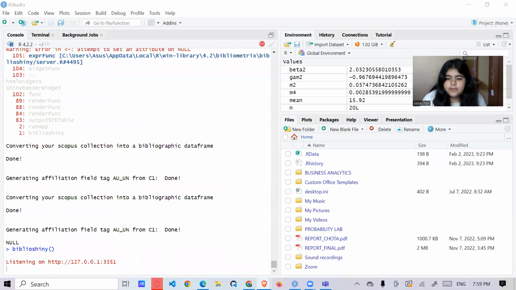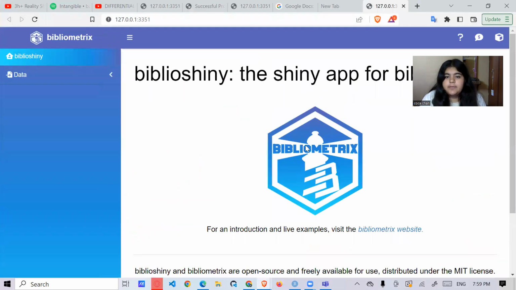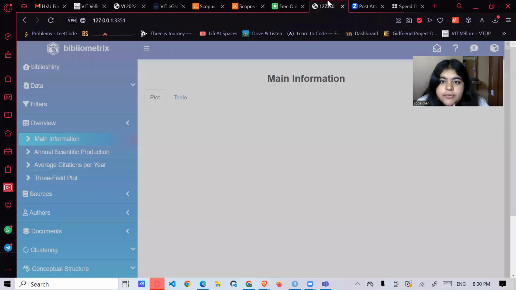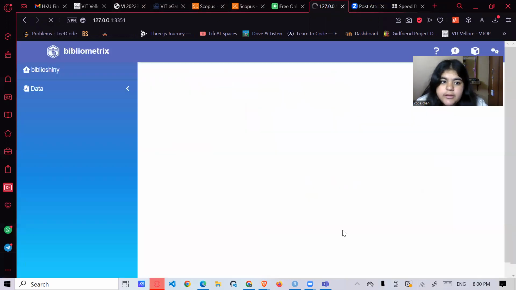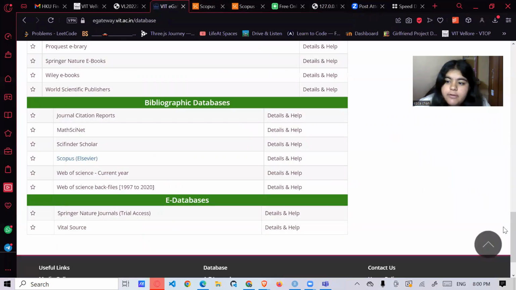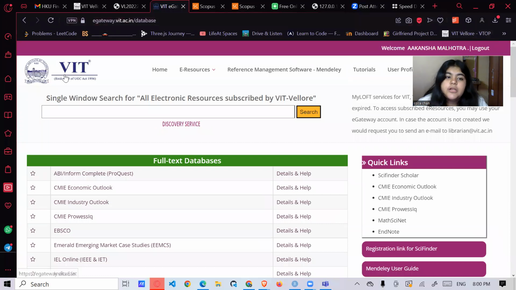So you can see that it opened BiblioShiny for us. What I will do is, I already have it open on a different browser, so I will be using the BiblioShiny I have on this browser instead. So this is BiblioShiny. But before we do that, we need to download databases from Scopus.